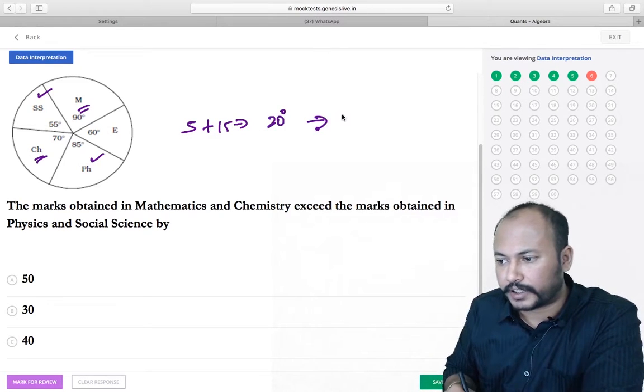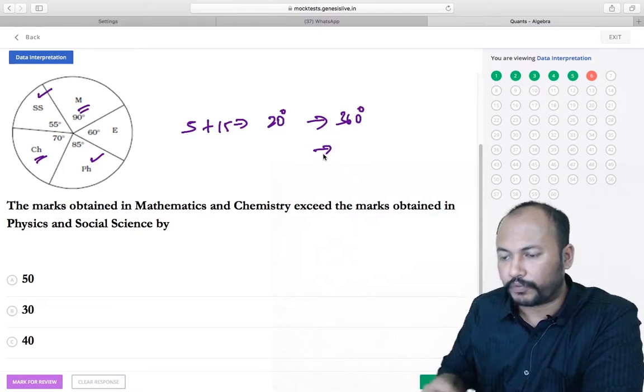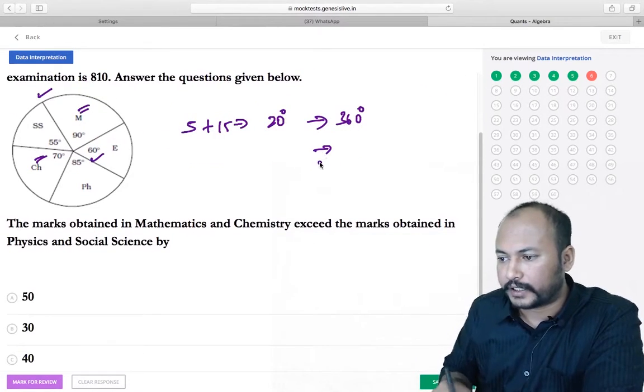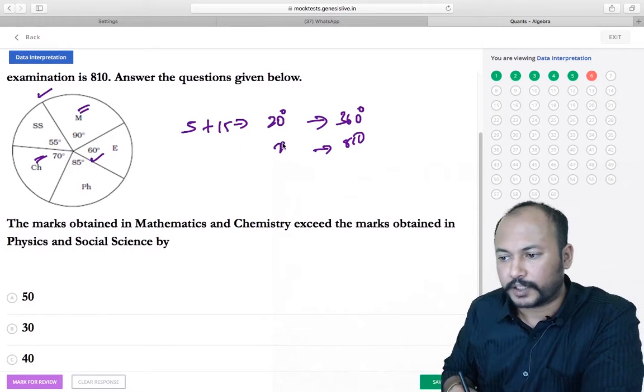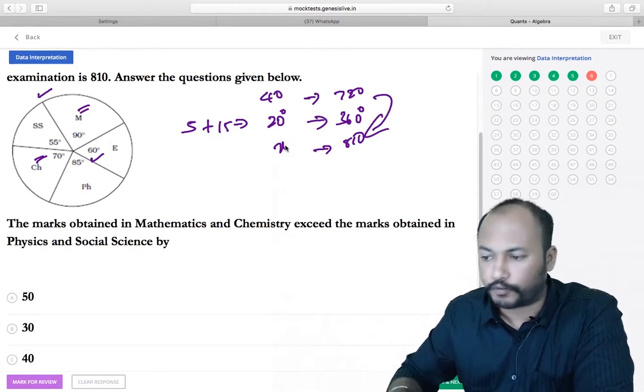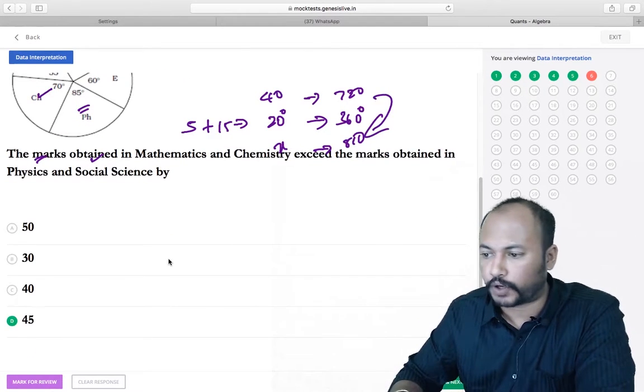20 degree is for 360 degree. Then what we are talking about is how much? 810 marks. So for 810 marks, how much will it be? See, for 720 marks, it is going to be 40. Then for 810 marks, it is going to be a little more than 40. Look at the options. The answer, I'll go with 45. I'll not go with 50.